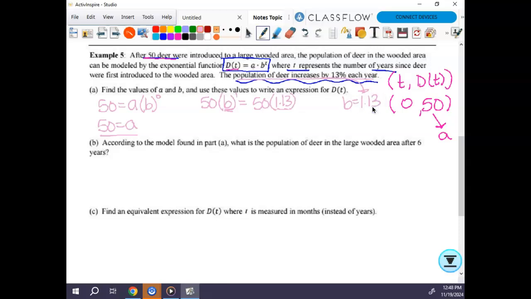That's the way that exponential functions work. So then we're supposed to write the equation. So D of T is equal to 50 times 1.13 to the T power.